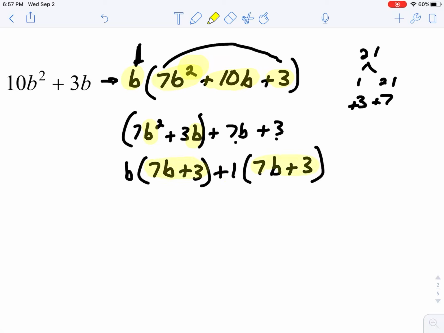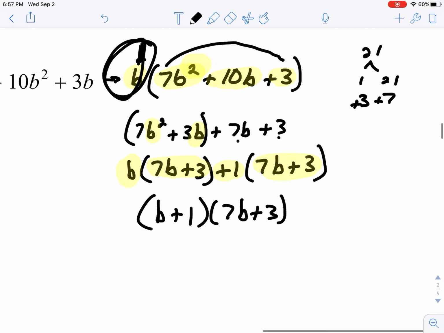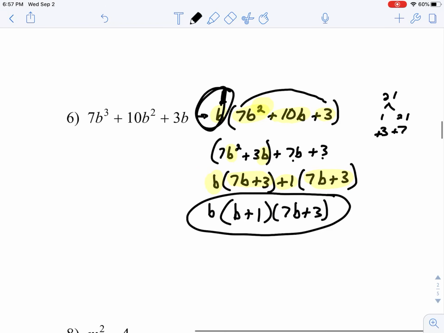We have 7b plus 3, 7b plus 3. That means that's going to be part of our answer. And then the other part of the answer is b plus 1. So that goes in this set of parentheses. And then finally, the first b that I told you to ignore for a while, bring that down and stick it in front. And that is the answer there. That is the factored form of this polynomial.